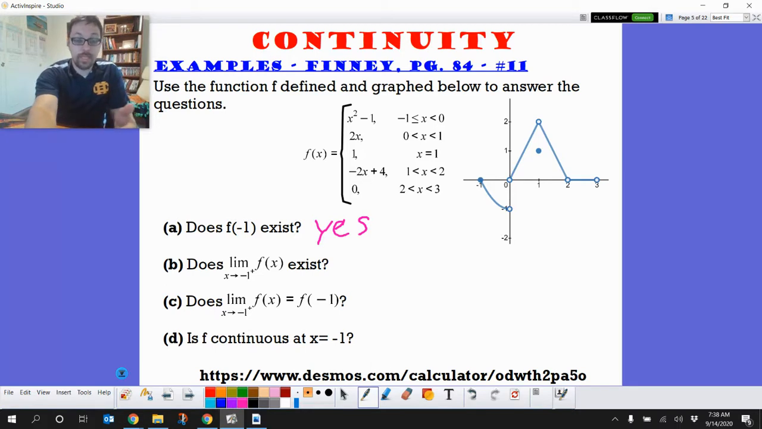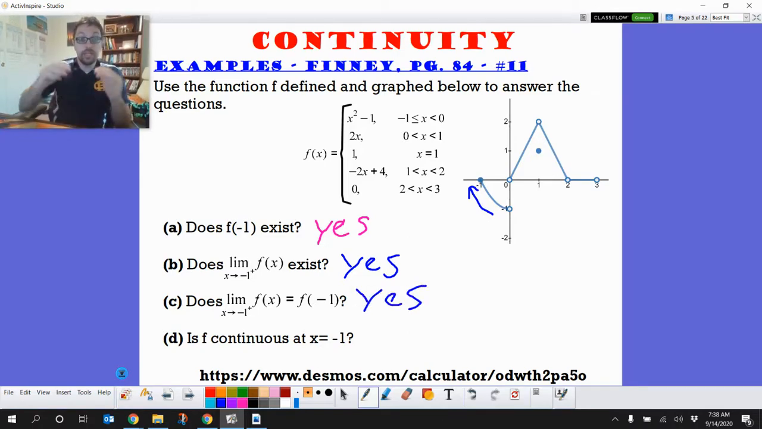We can also check, does the limit as x approaches -1 from the right, does that happen? Yeah, it's heading towards something. So yeah, that works. No problem. Do those two things match up? So is this heading towards the same value that f of -1 is? Well, f of -1 is 0, and the limit as x approaches -1 from the right is also 0, so they do match up. Yes. Since those two things work, f is considered continuous at x equaling -1.